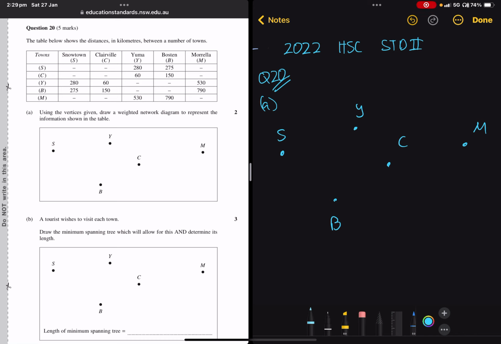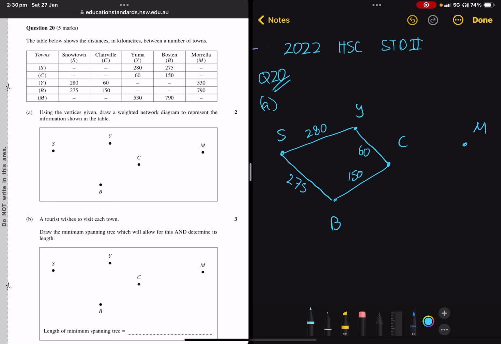So from our table, if we look at S has two connections. It goes to Y and it goes to B. So we have S goes to Y and S goes to B. The distance from S to Y we're told is 280. The distance from S to B we're told is 275. We now look at C. C has two connections. One goes to Y and one goes to B. So we have one goes to Y and it is 60, and one goes to B and it is 150.